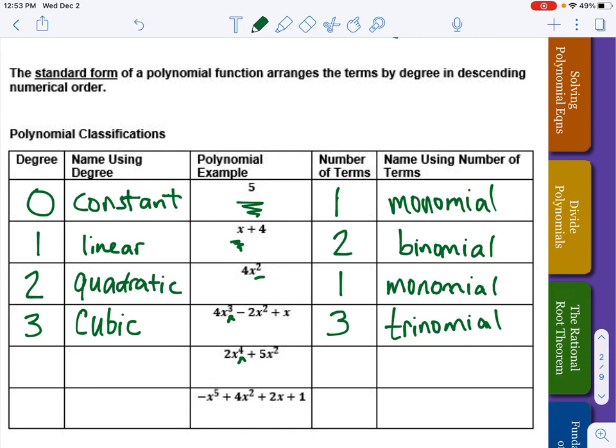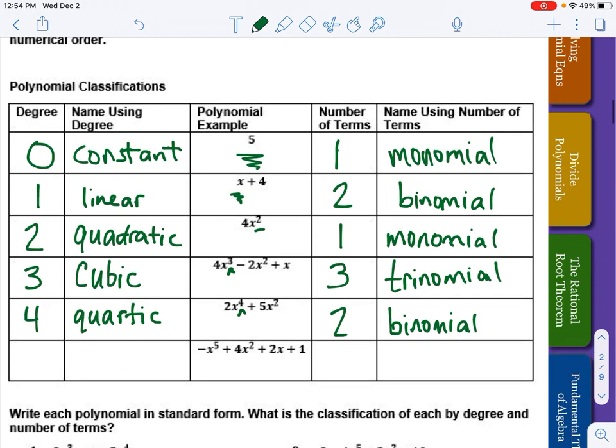The next one has a greatest degree of 4. This is called a quartic. You could think like quarter, quartic, just a quart. There are 2 terms here, so we're back to binomial. And then lastly, we have a 5th degree. This is called a quintic. Maybe you've heard of quintuplets. That's when 5 babies are born at the same time. There are 4 terms here, and we actually don't have a fancy prefix for this. This is just a polynomial of 4 terms.